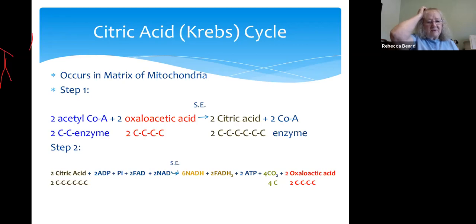No, I'm confusing myself. 6O2, never mind, 12 molecules. All right, so we use 4 molecules of oxygen from our original formula where we had the 6O2. So we've got 4 molecules of carbon dioxide that are going to be given off. So we started with 6 molecules of carbon here. We're getting rid of 12. Here we're getting rid of 4. Here's the other 8 molecules, reforming oxaloacetic acid, which will go back and be used up here.